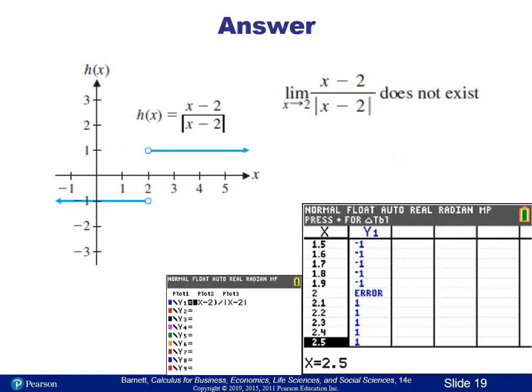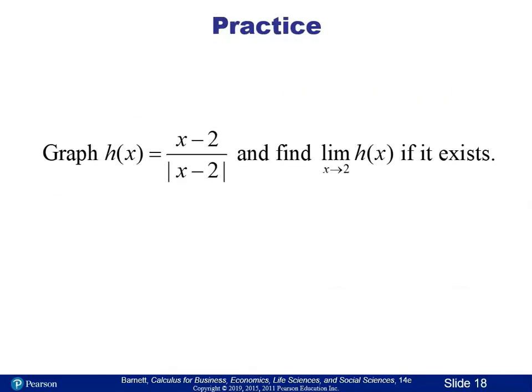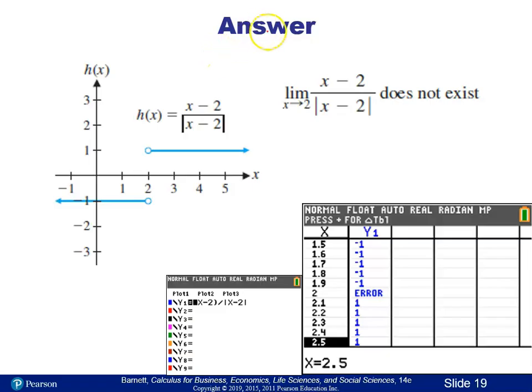Okay, if we look at this one here, again, this has an absolute value in it. So this one's asking for the limit as we approach 2. So that means if we're approaching 2 from this direction, then the limit from the upper side would be 1. If we approach from this direction, then it's approaching -1.